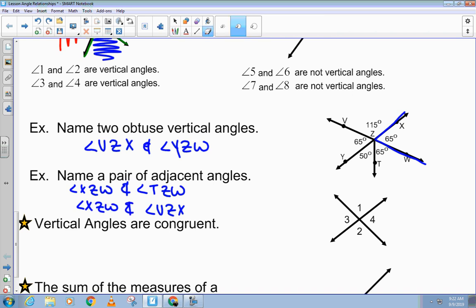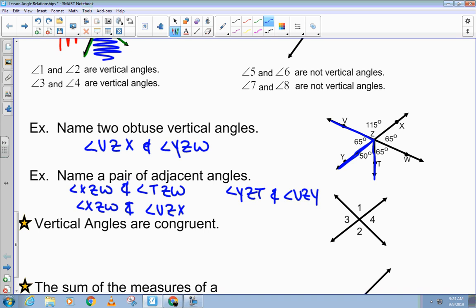Let me give you a different angle this time. How about angle YZT? BZY would work? Okay, good. Angle BZY. And there are numerous ones.